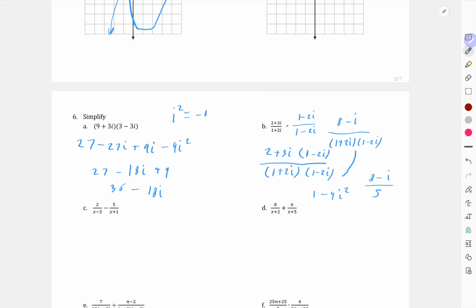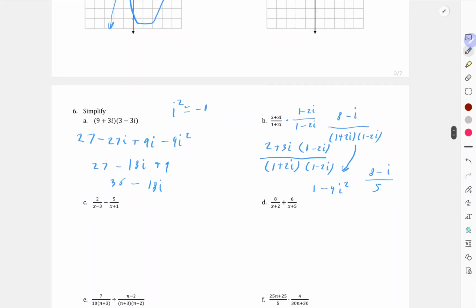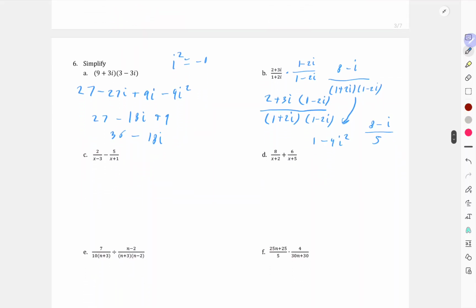Because these two multiplied together is 1 minus 4i squared, which turns to 5, and then 8 minus i over 5. So now I just have to separate them. So it's 8 over 5 plus negative i. Actually, no, not negative i, so it's i over 5. There you go. That's it.